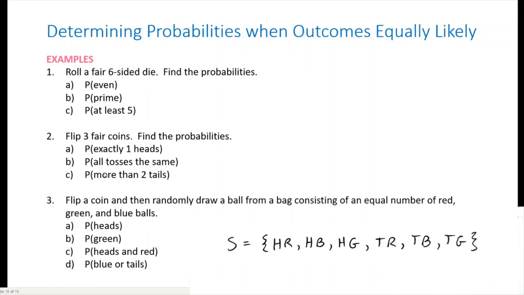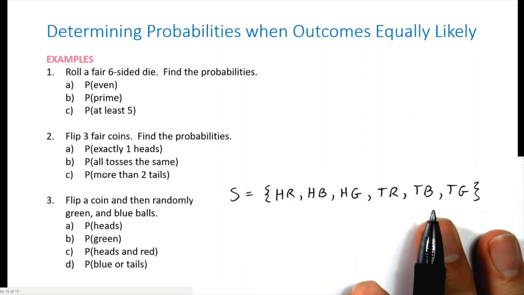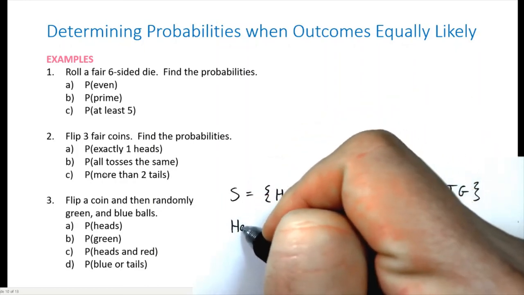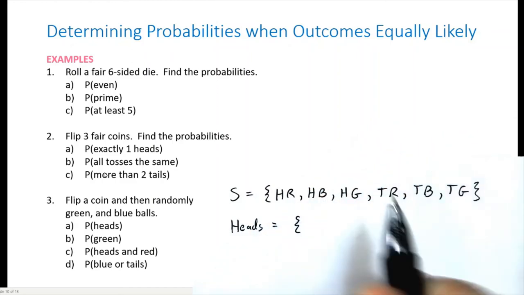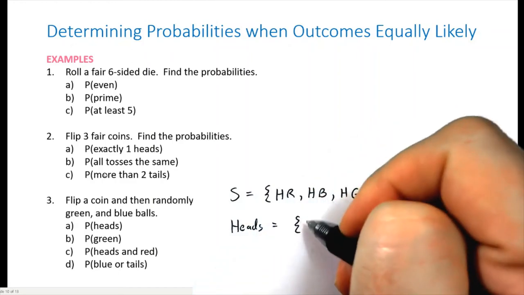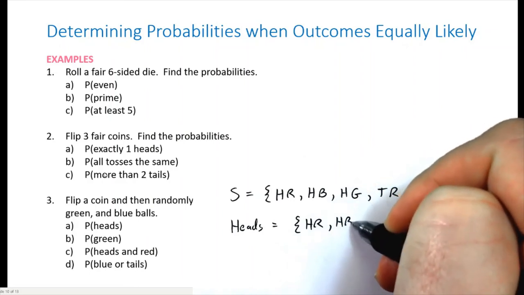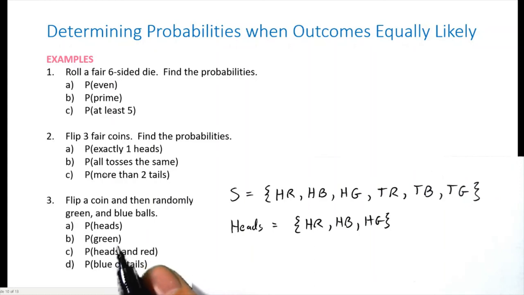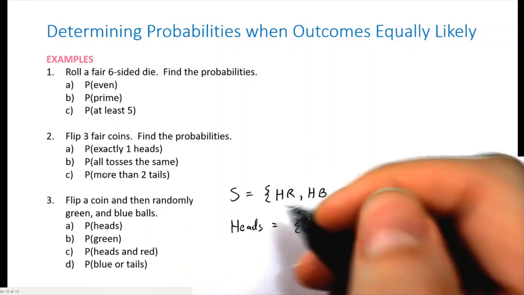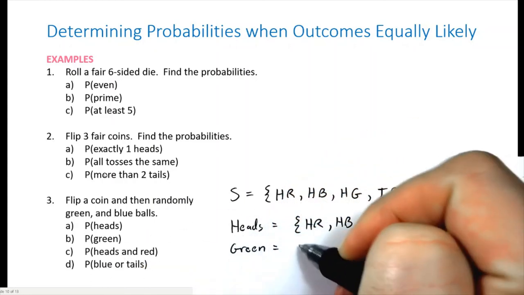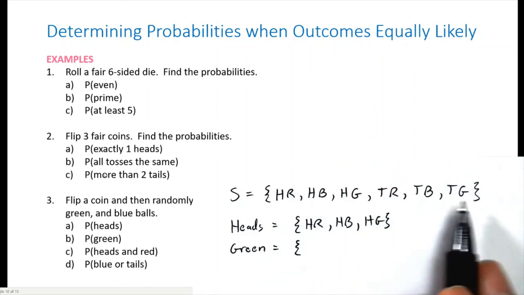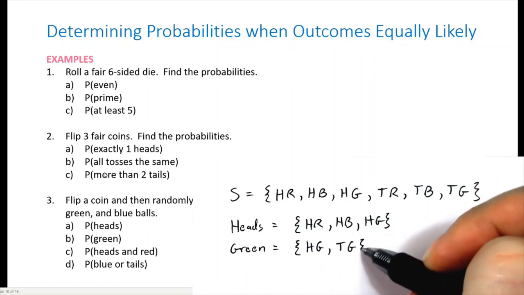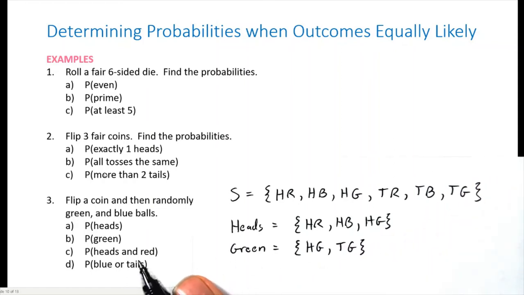So what's the probability of getting heads? All right. Well, the probability of just getting heads is any one of these, right? So it's HR, HB, HG. What's the event of getting a green? Well, there's two events that had green in them. There's this one, HG and TG. What about heads and red?